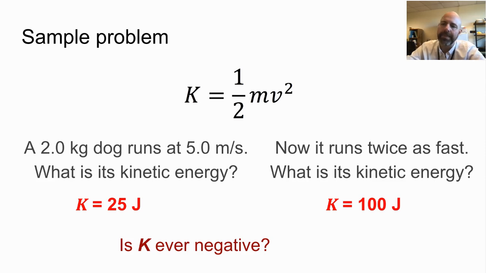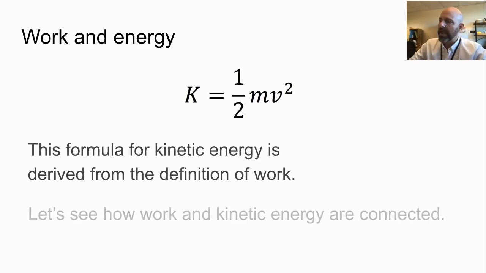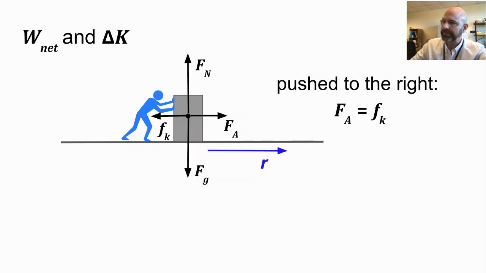Before we move on, we want to ask the question, can K be negative? We've seen that work can be negative. It turns out that K cannot be negative because it's defined in terms of mass, which is just a positive quantity, and velocity squared, which, even if you had a negative velocity or a velocity in the negative direction, squaring it would eliminate all negative signs. So this is defined from work, and we want to see how they're connected to each other.